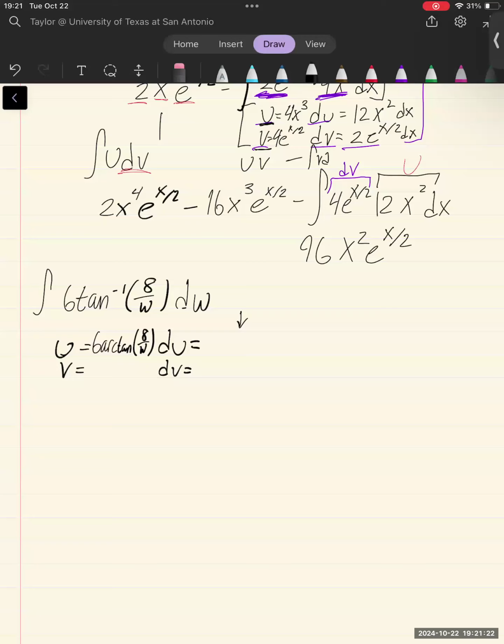Yeah, this one's a little harder. I don't remember the square root of 4. Nice. Good job, Alexis.